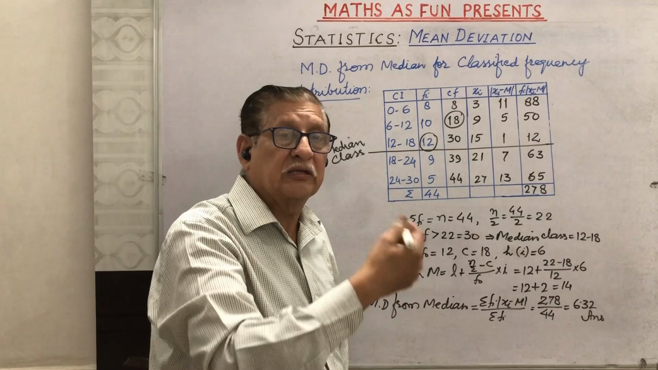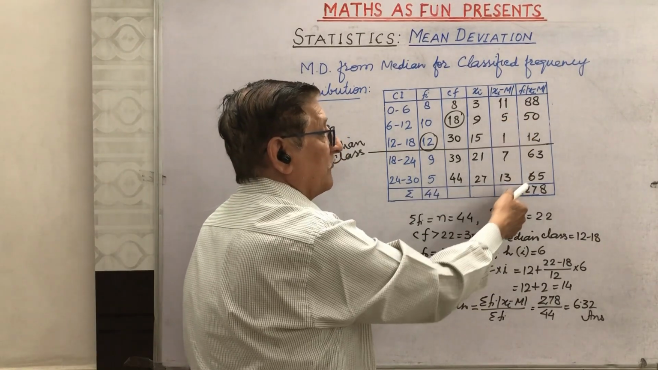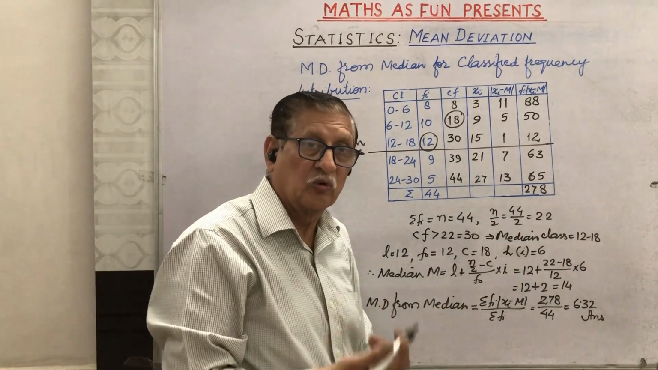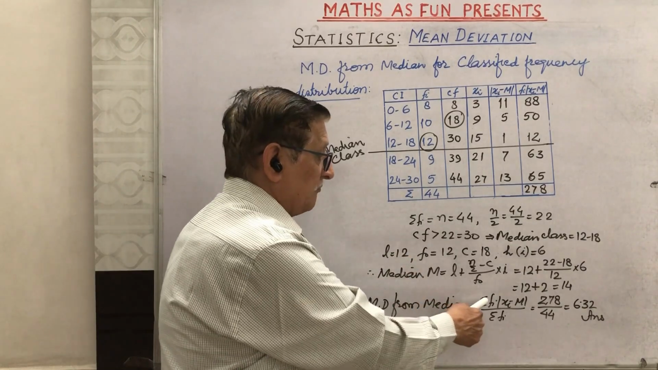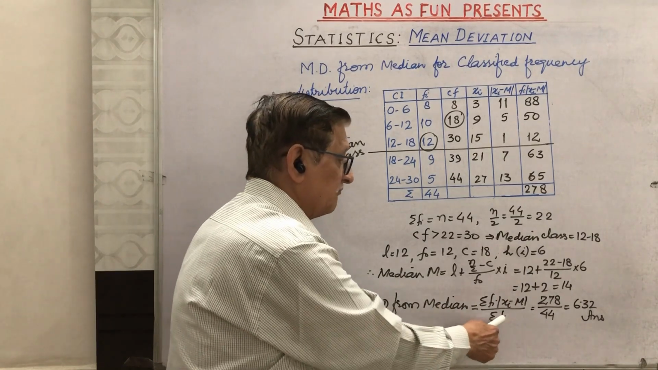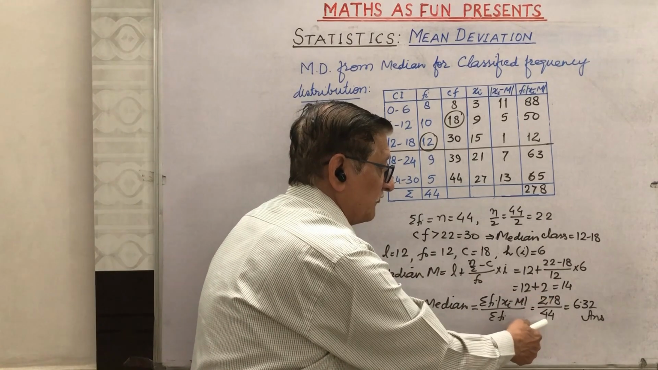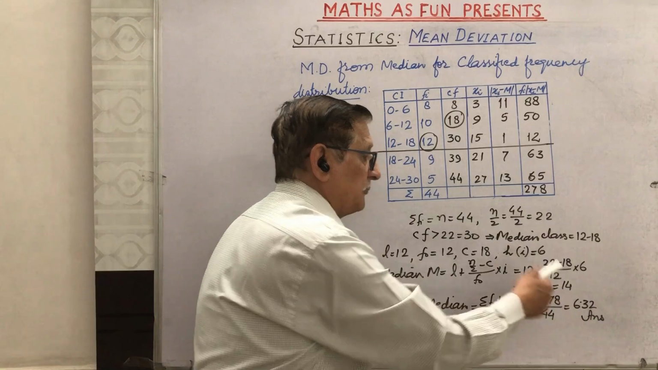And after finding the deviations, we have to multiply that to their corresponding frequencies. We multiply them here and find the sum as 278. Now we know that mean deviation from median will be sigma fi into modulus of (xi minus M) divided by sigma fi. That here comes as 278 divided by 44, which on calculation comes as 6.32 approximately.